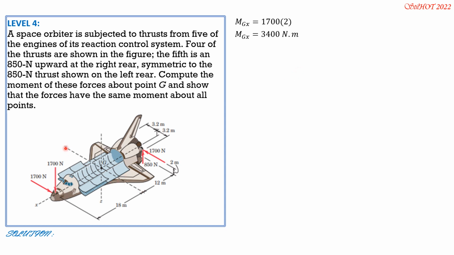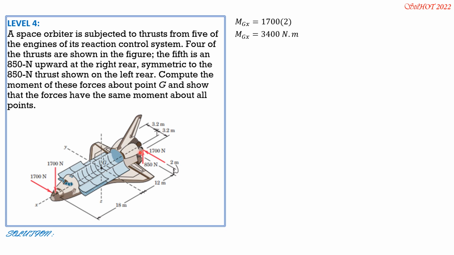MOY, this is the y-axis. This is your right thumb, then four fingers will be curling in that sense. So the 1,700 rightward and 1,700 leftward will have no moment because they are parallel to the y-axis. Therefore, only these vertical forces will have moment about the y-axis.